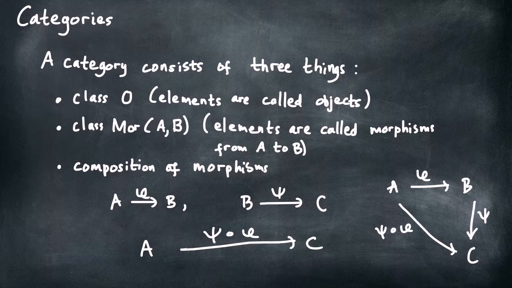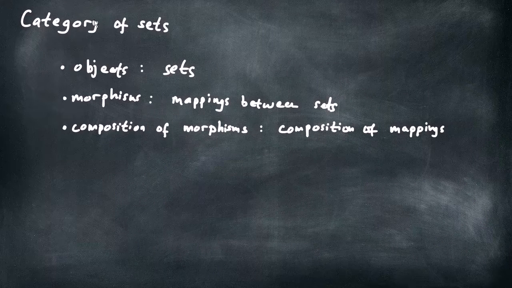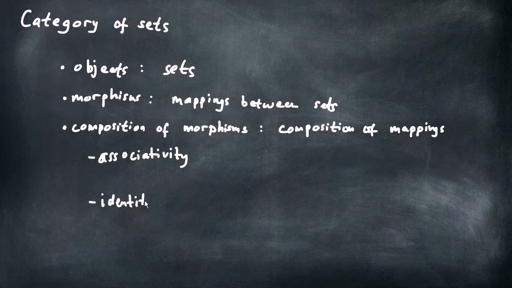Let's take an example of sets. In the category of sets, the objects are the sets, ordinary sets, and morphisms are mappings between sets. And composition of morphisms is the composition of mappings. And indeed we see here that associativity is satisfied, and also there is an identity mapping. So if all of these are satisfied, then it is a category.